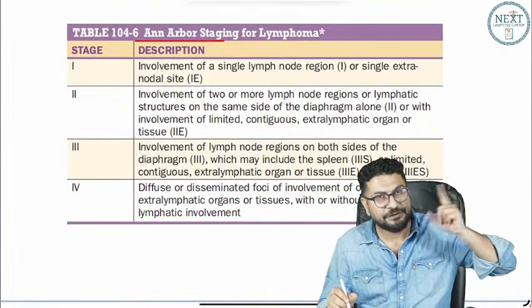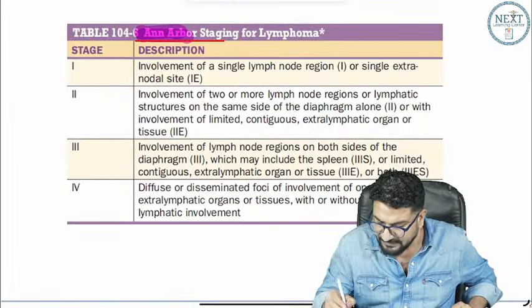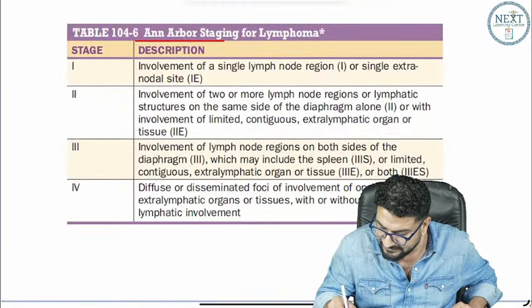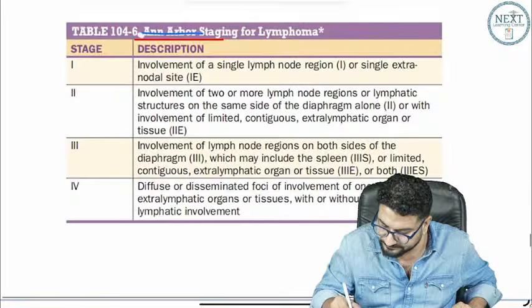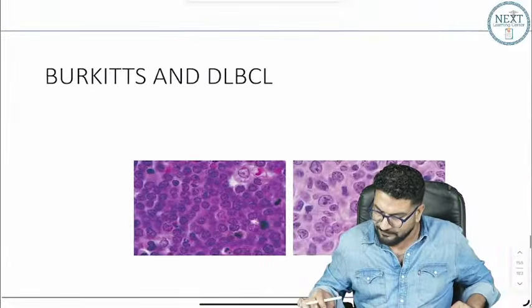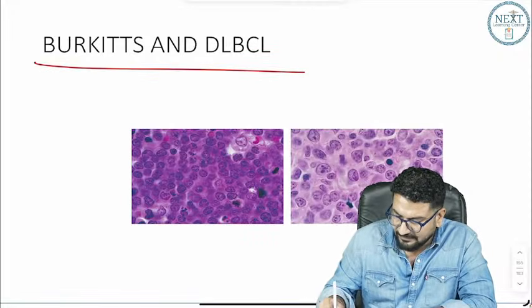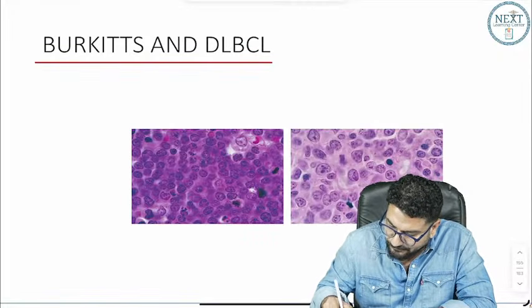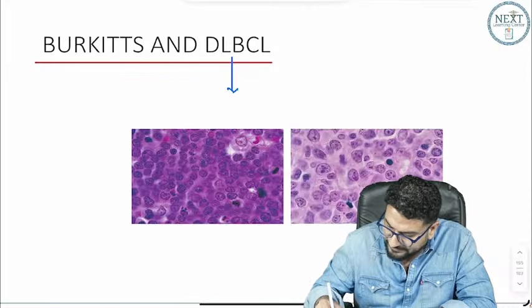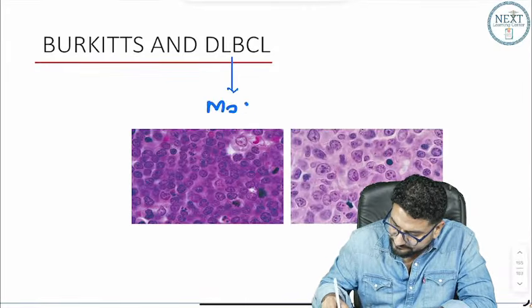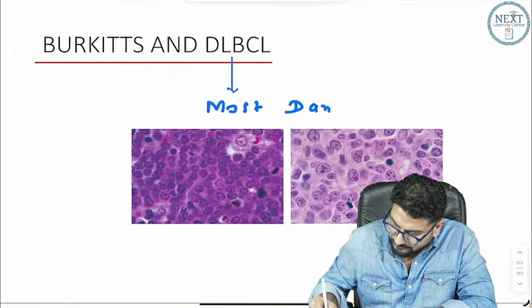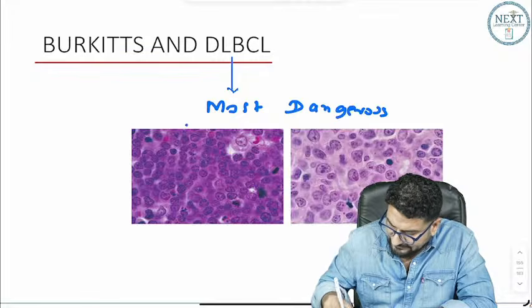Okay, then just remember the name again. Rai and Binet was for CLL. For Hodgkin lymphoma, which one is it? Ann Arbor staging. Just remember the staging names. Ann Arbor staging. Okay, now see Burkitt's and diffuse large B-cell lymphoma. Just remember both are dangerous tumors. But out of these two, if you have to choose one, the most dangerous will be DLBCL.